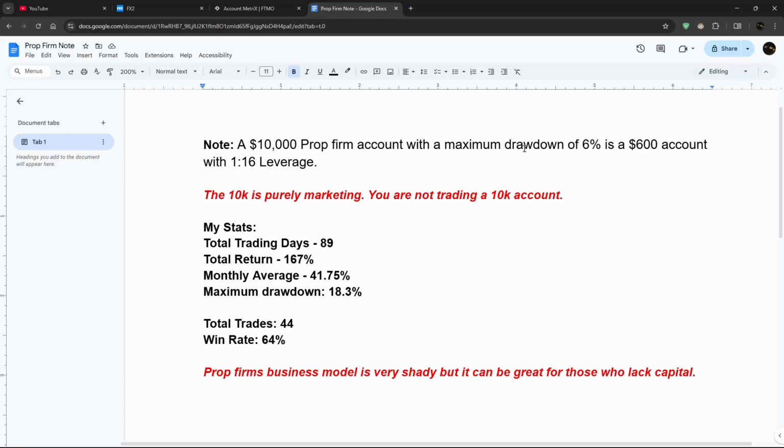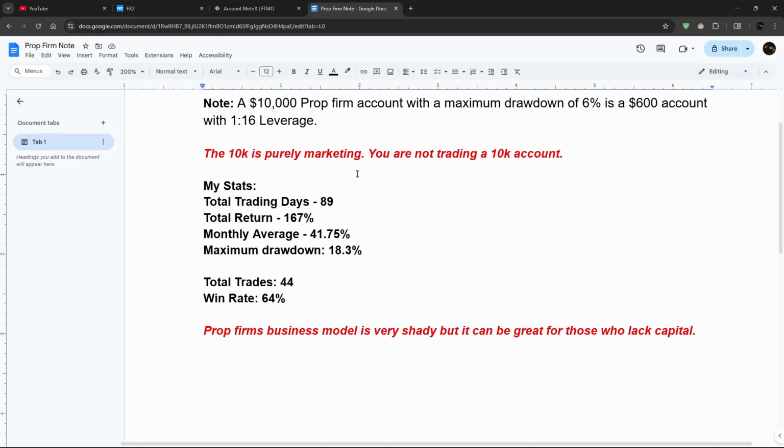So the 10K is purely marketing. All that matters is the amount that you have for drawdown. This was a one step challenge, so this is why the drawdown was 6%, but on most two step challenges the drawdown is 10%. And if you have a 10% drawdown, you're trading a $1,000 account with a maximum leverage of 1 to 10. You're not trading a 10K account. So that's the first thing. I was trading a $600 account and not a 10K account.